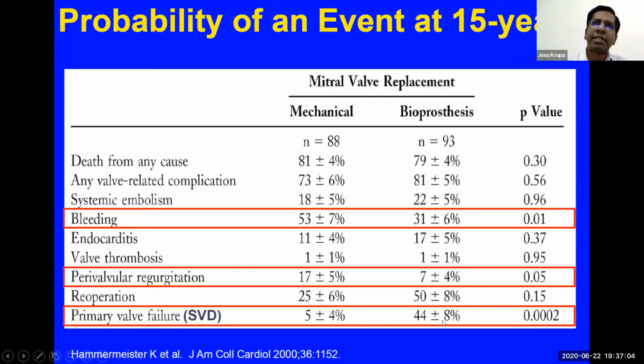However, structural valve degeneration or deterioration, SVD or primary valve failure, is more with bioprosthetic valves. So what that means in short is mechanical valves are very durable. Bioprosthetic valves may deteriorate over time, and they may need a future procedure also. However, the long-term risk of bleeding and paravalvular leak is higher with mechanical valves.